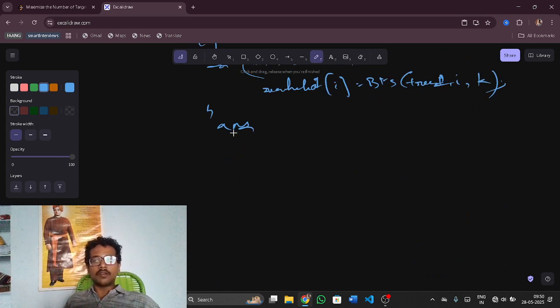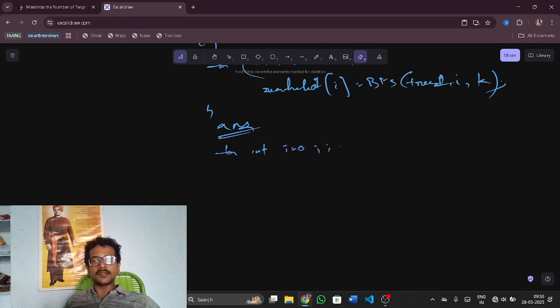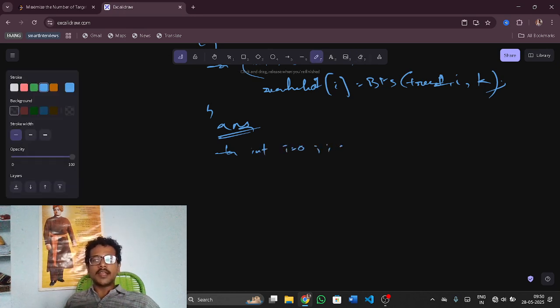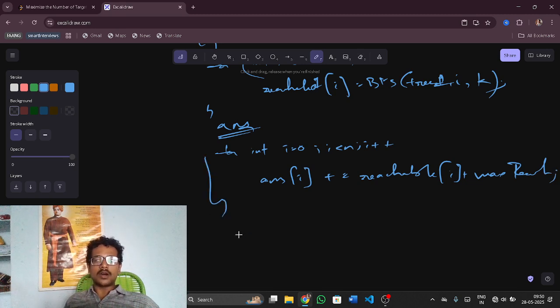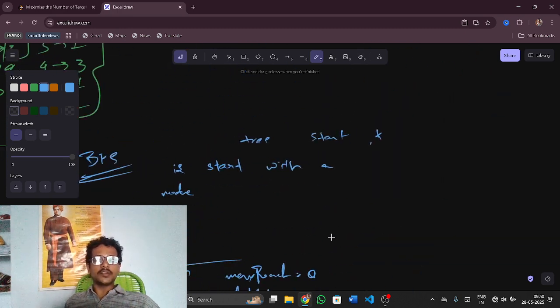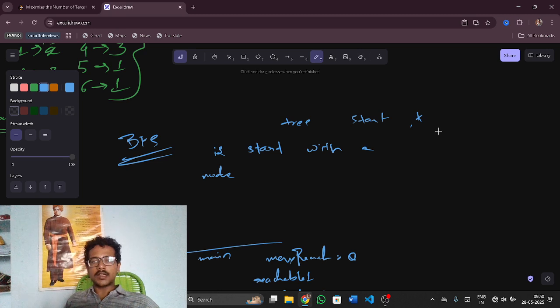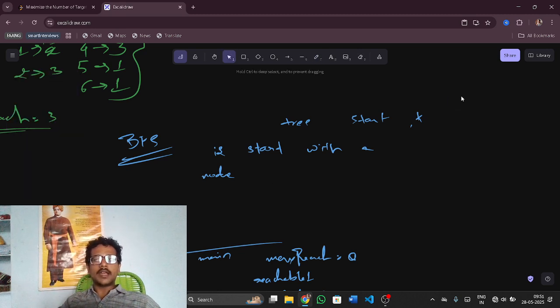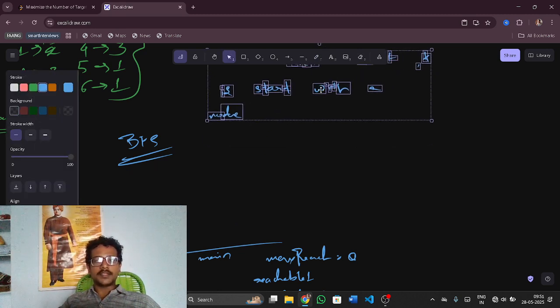Now let us go with the answer. For int I is equal to 0, I is less than n, I plus plus, answer of I plus is equal to reachable of I plus max reach. So let us see how we'll be getting through the BFS algorithm. So here we have tree, start, and k. Now I'll write the BFS over here with start.